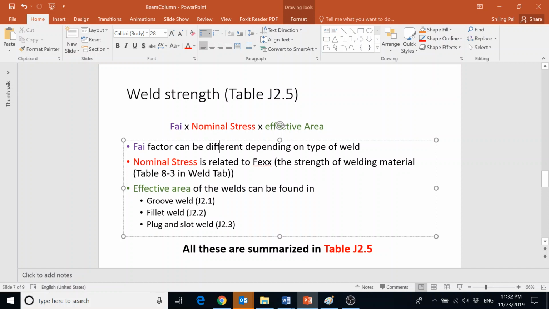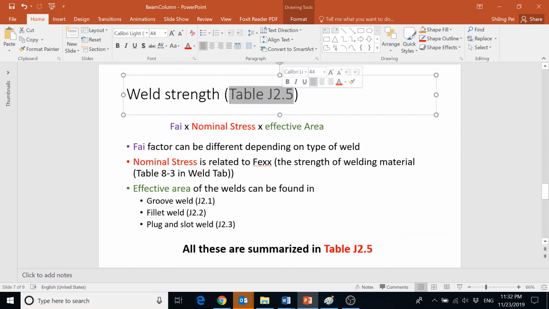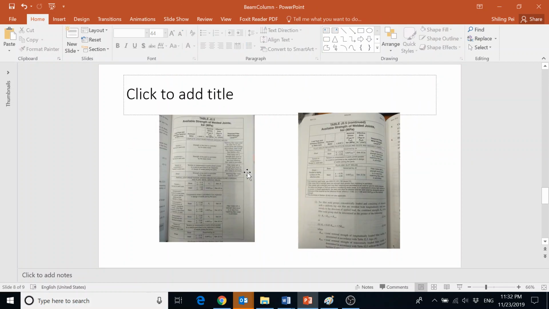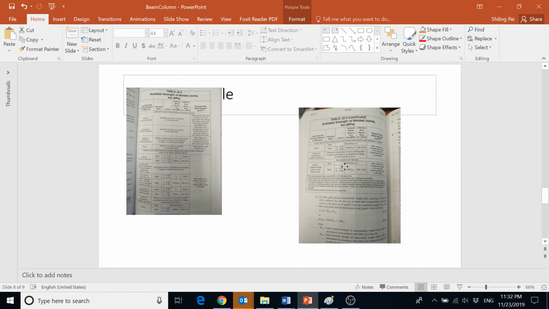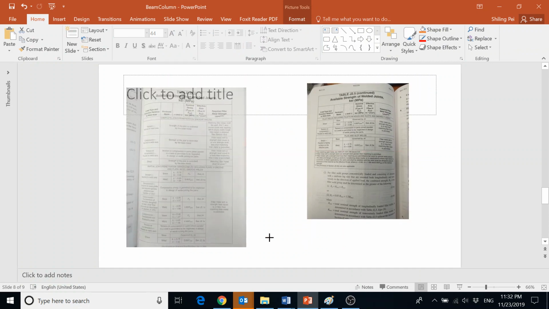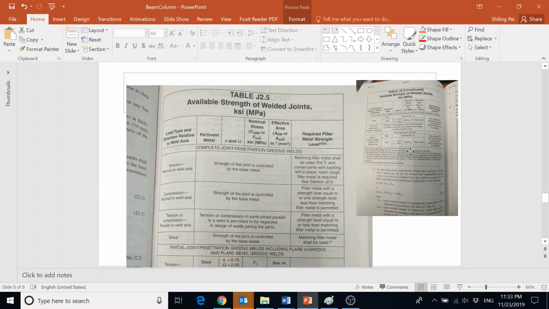Then you're like, okay, well, this is different, and this is different. This is a little crazy. How do I wrap my head around this? In fact, to do this, everything is summarized in table J2.5. That's why this guy is very important. This table is almost like an index to how to calculate weld strength. So let's take a look. This table is actually just 1.5 pages. The first page, oh yeah, let's take a look at this guy.